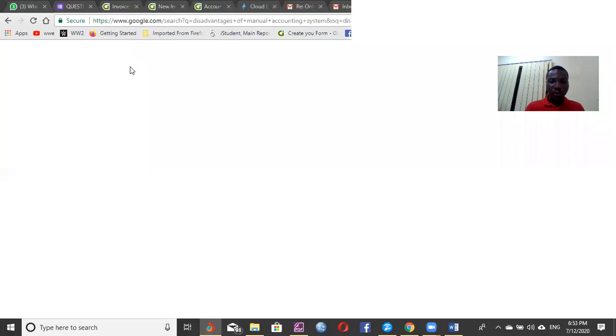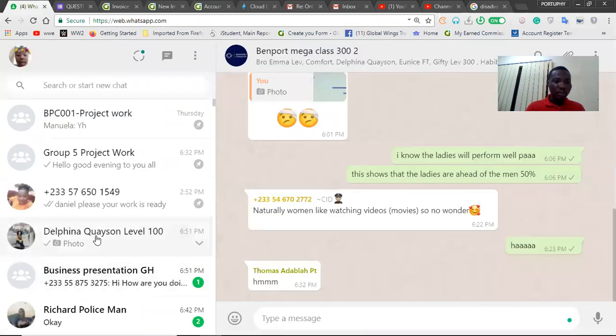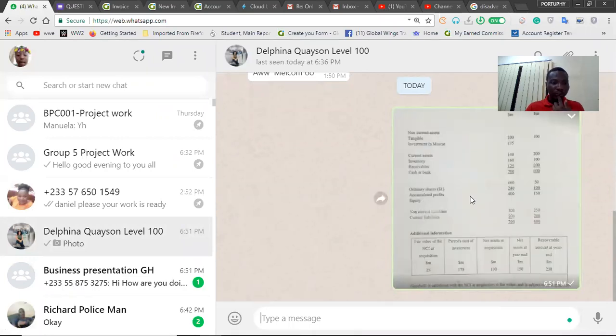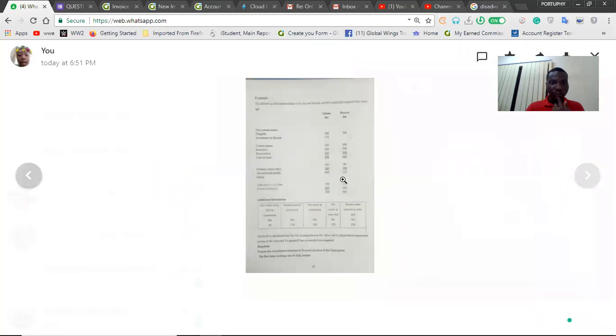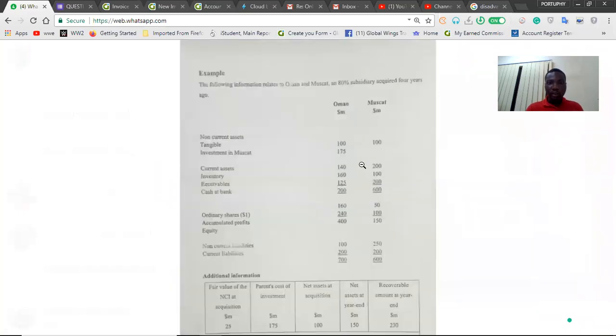If you have your handout, you can open to page 22. The question is on page 22, but I'll be projecting it on my screen so that you get to have access to the question. So we're just projecting the question. This is the question we are going to be looking at today.